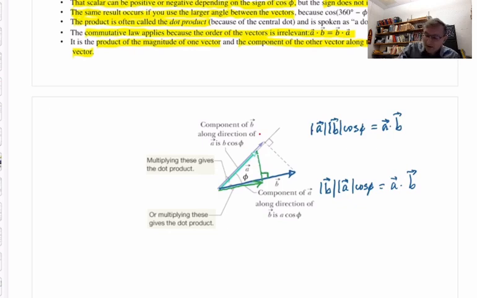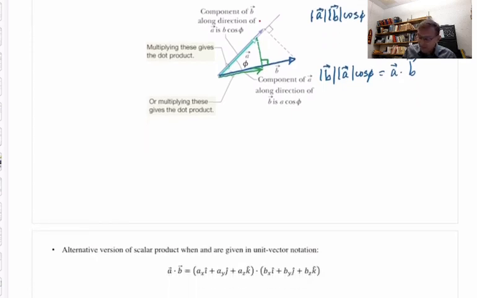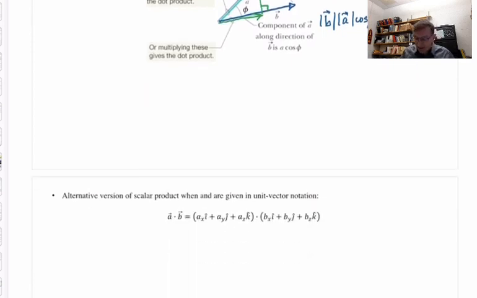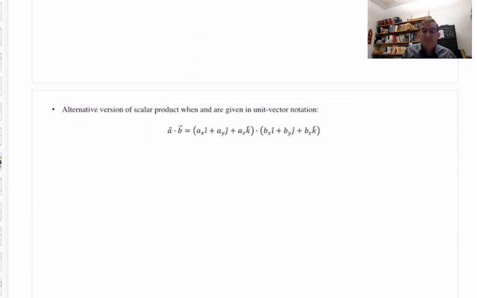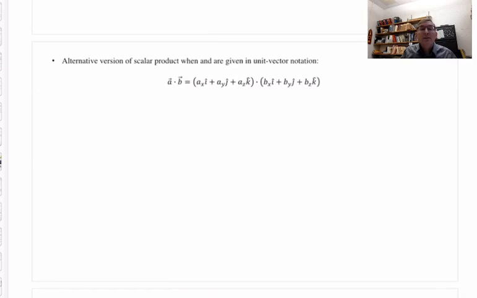Okay, there's one more thing about scalar product that is very handy to know that I want to talk about, and then that will be all for this video. I want to now talk about an alternative version of the scalar product that is useful when the vectors are given in unit vector notation. So I want to do A dot B, scalar product, but the A is given to me in unit vector notation. So here it is.